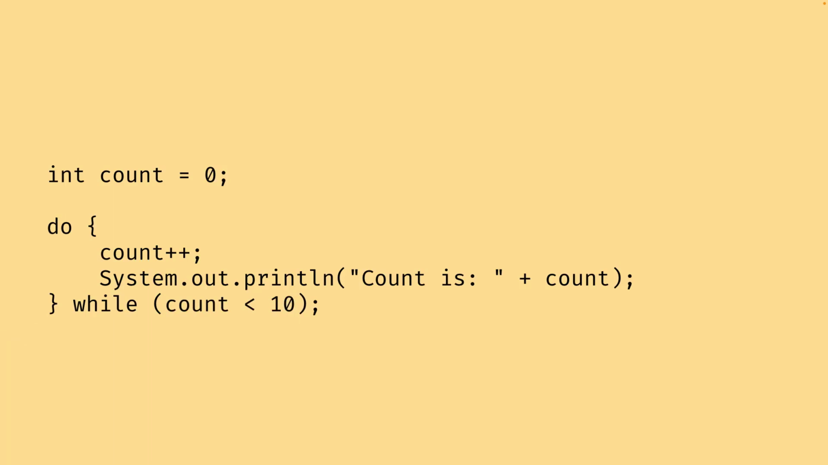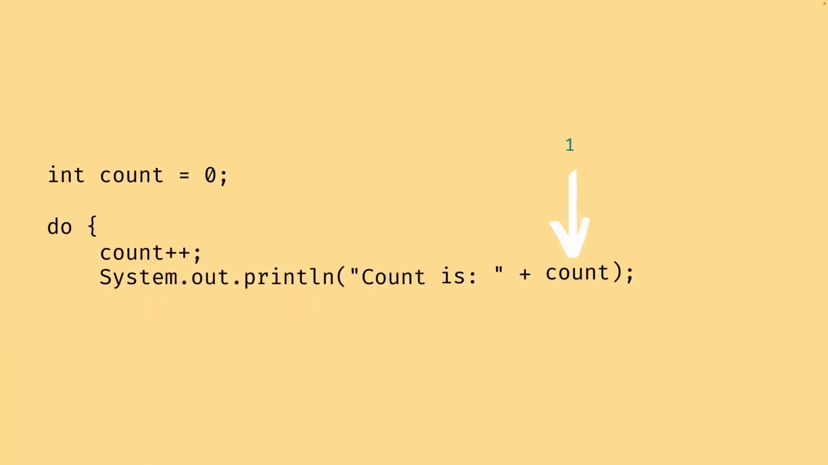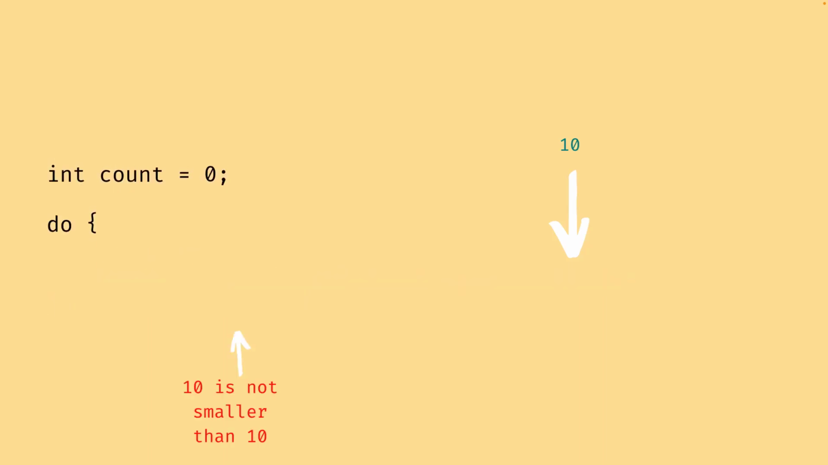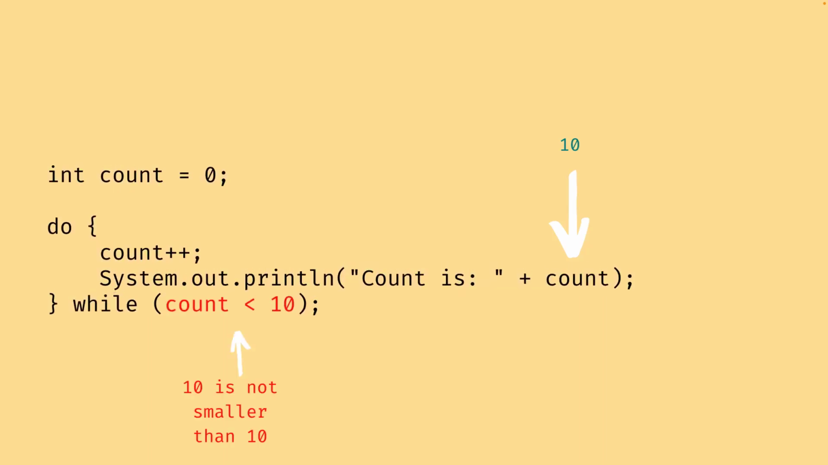In this example, the loop will execute 10 times, with a value of 1 for count on the first iteration, a value of 2 on the second iteration, and so on, up to a value of 10 on the final iteration. At that point, 10 is not smaller than 10, and the loop will finish.